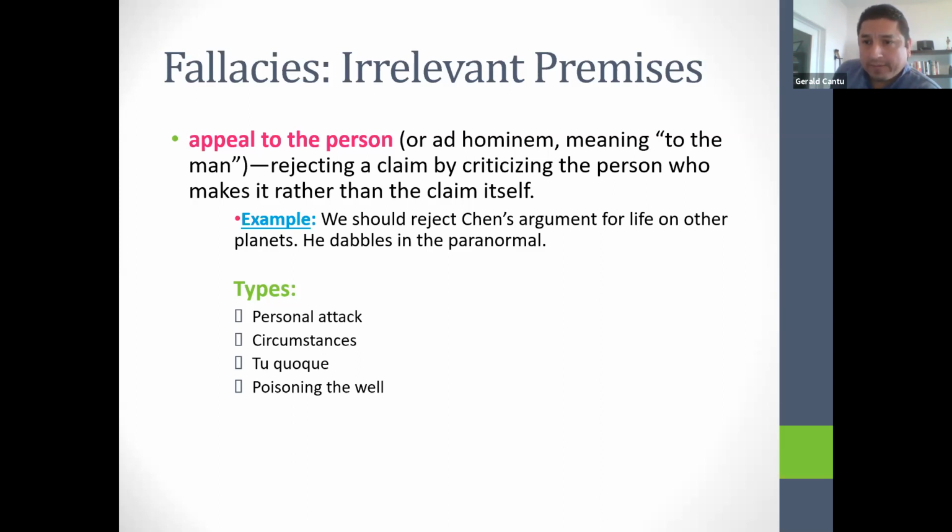Appeal to circumstances is where a claim somebody is making is explained away by the circumstances of the person. For instance, some researchers have been hired by the alcohol industry in the past to produce studies that alcohol is safe. Imagine arguing against one of those studies by saying, well, no wonder this guy is claiming alcohol is safe. He's being paid by the alcohol industry. That would be an appeal to circumstances.